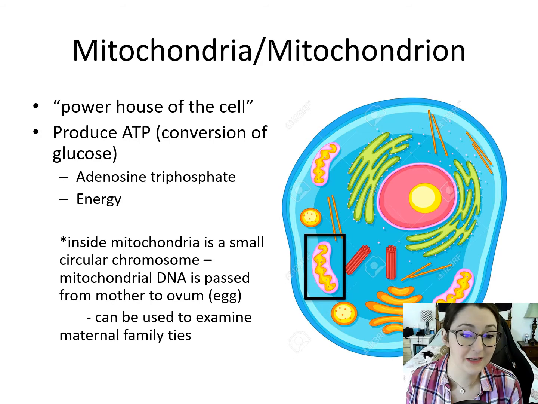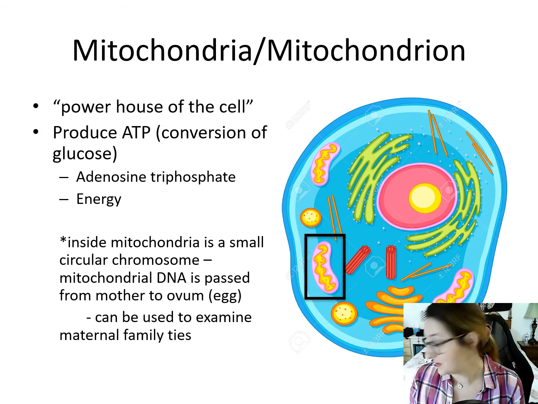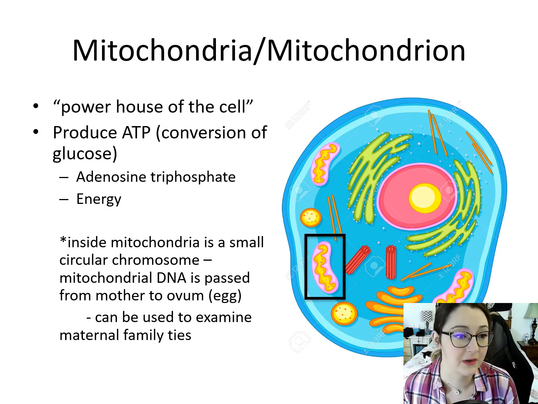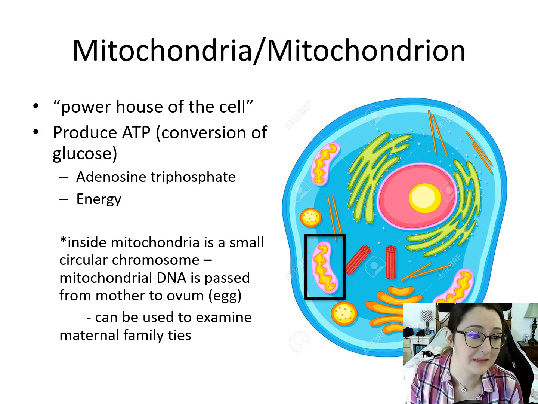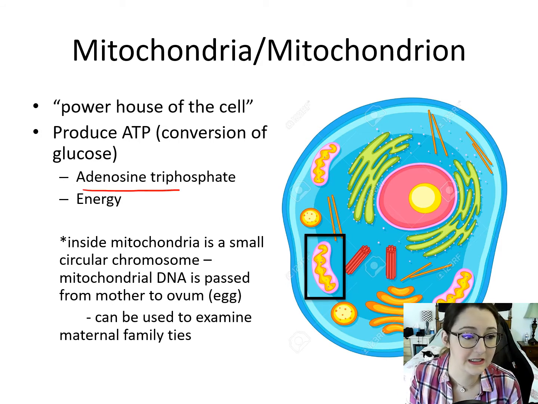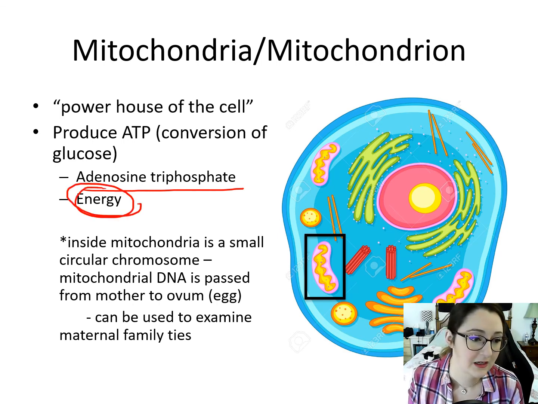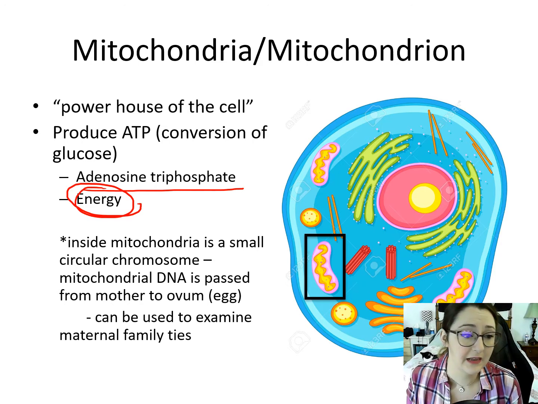So next up is an organelle that you should be quite familiar with, which is mitochondria or a mitochondrion. And very simply, it is the powerhouse of the cell. It is going to produce something called ATP, which is adenosine triphosphate. But what I want you to know more specifically is that it is energy. I do want you to know that inside the mitochondria is a small circular chromosome, so that is what this is showing here, this little kind of wiggly line.